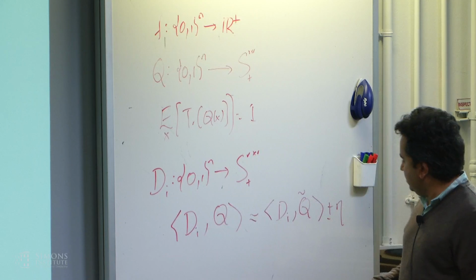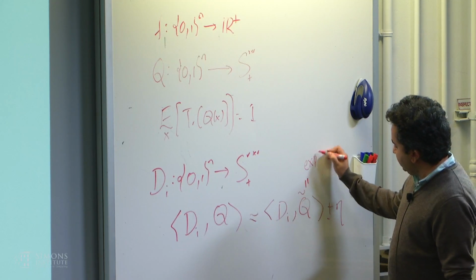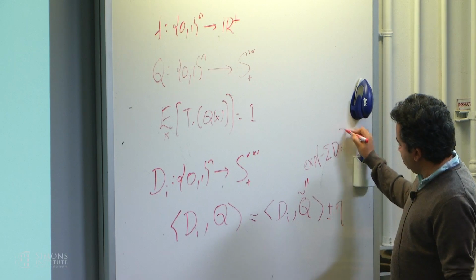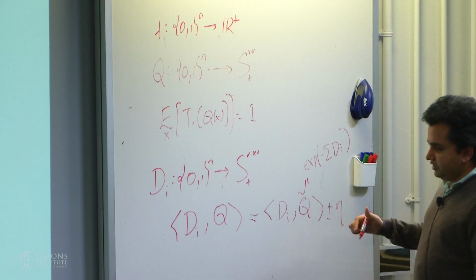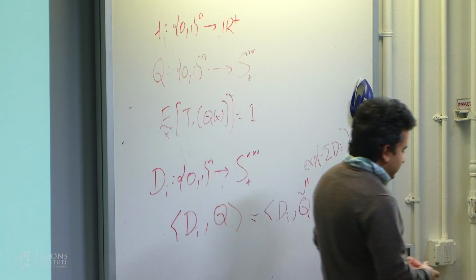Exponential Q tilde will have a form which looks like e to the exponent of minus the sum of d_i. And then you can do the thing that we said earlier. You can expand.